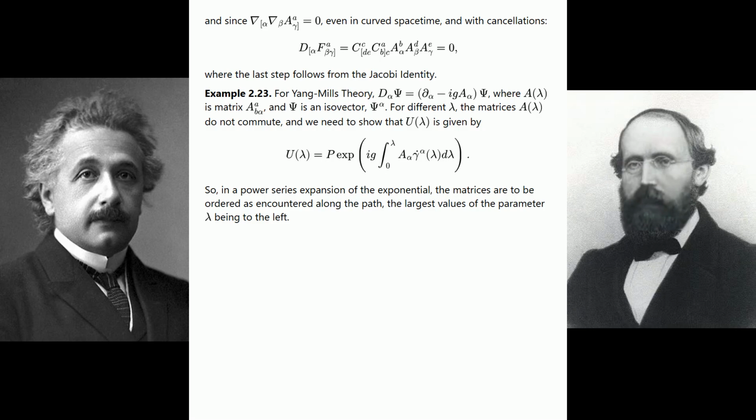Example 2.23. For Yang-Mills theory, d sub alpha psi equals partial differential sub alpha negative Ig of a sub alpha times psi, where A of lambda is matrix A sub B alpha to the A, and psi is an isovector, psi to the alpha. For different lambda, the matrices A of lambda do not commute, and we need to show that U of lambda is given by, see the equations shown. So, in a series expansion of the exponential, the matrices are to be ordered as encountered along the path, the largest values of the parameter lambda being to the left.